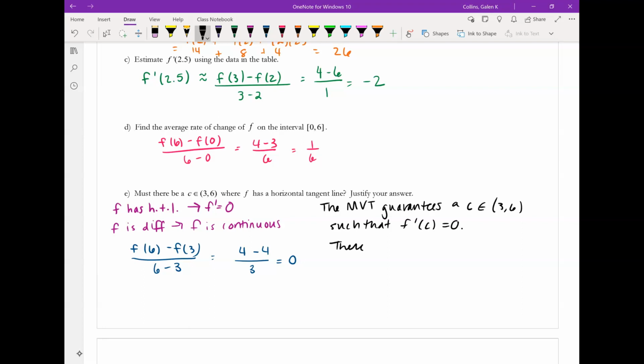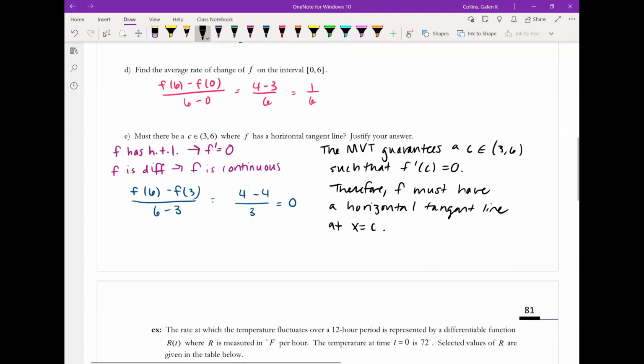Therefore, f must have a horizontal tangent line at x equals c. So whatever value of x that is, that's where the tangent line must be horizontal. So that is a mean value theorem question, but we need to make sure we connect that idea that the derivative equals 0. That's where f has a horizontal tangent line.